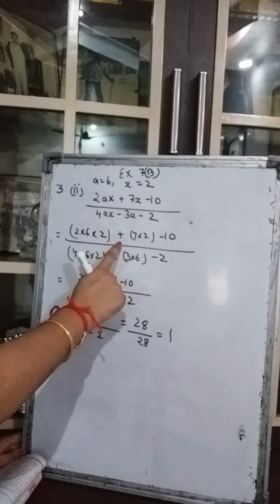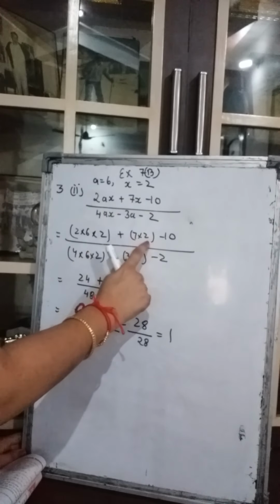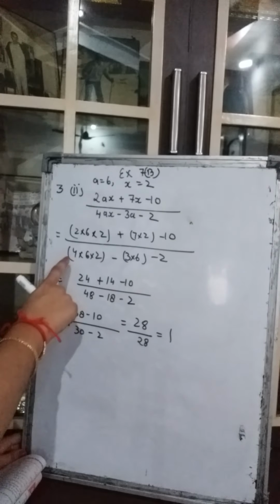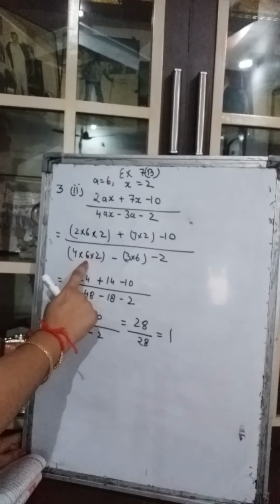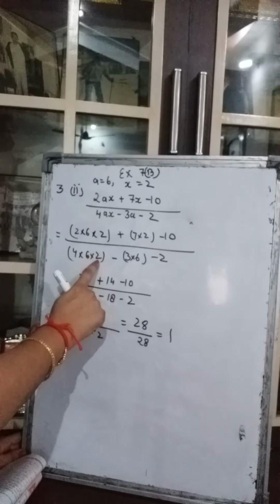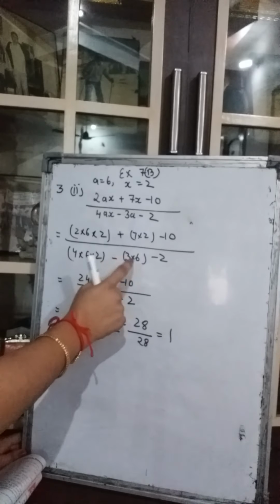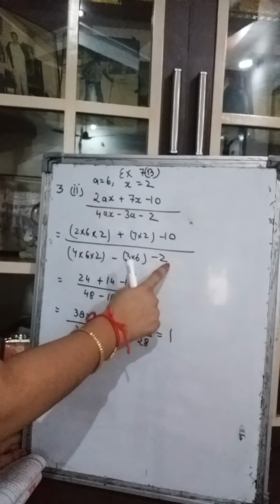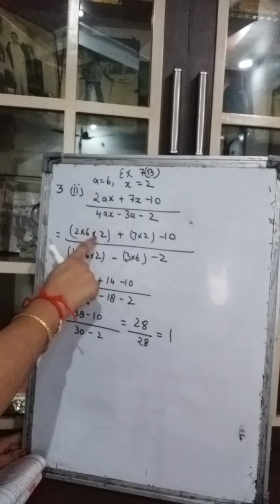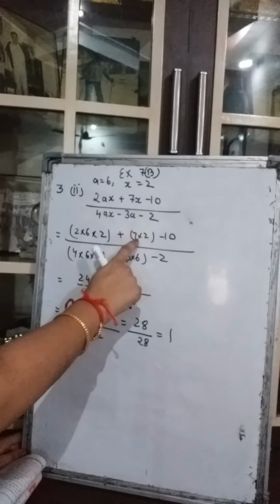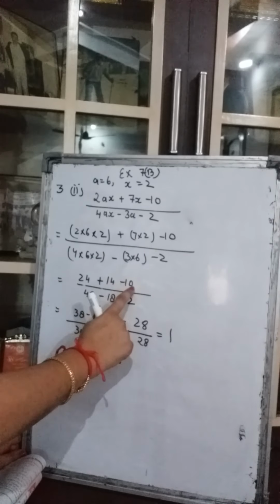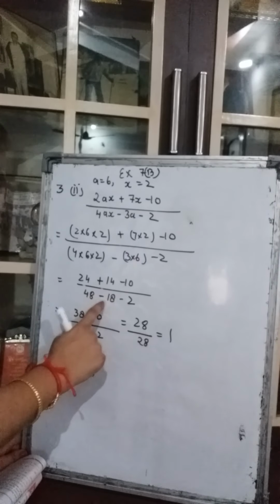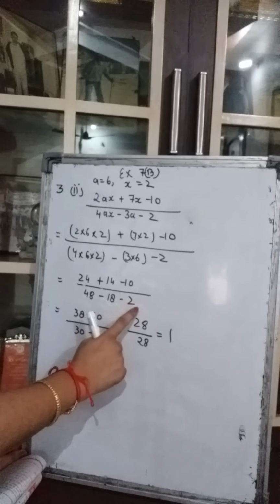Okay. Plus 7X, 7 into X, 7 into 2. Minus 10. 10 is given to you already, so you will just write it as it is. Then here it is 4AX. 4 multiplied by A is 6, multiplied by X, X is 2. Minus 3 into 6, A value is 6. 3 into 6 minus 2. Okay. Solve them. 2 into 6, 12. 12 twos are 24. Plus 7 twos are 14. 14 minus 10. Upon 4 into 6, 24 into 2, 48. Minus 3 sixes are 18 minus 2.